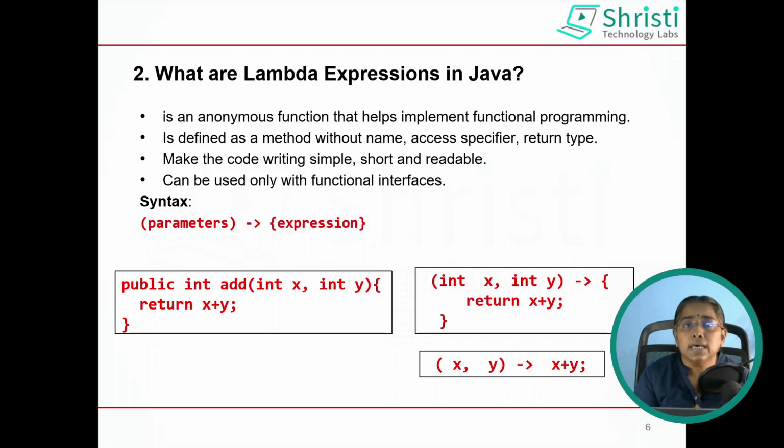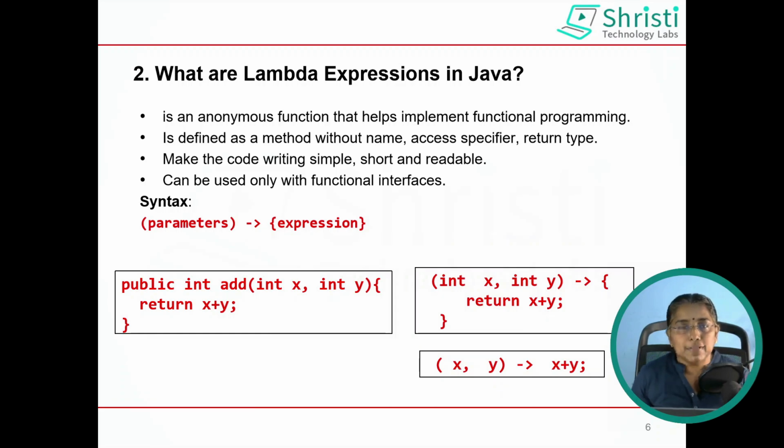Next question. What are Lambda expressions in Java? Lambda expressions are anonymous functions which support functional programming in Java. Lambda expressions are like methods without return type, access specifier, method name. Just the parameter list followed by arrow followed by the body. Lambda expressions make the code writing simple, short and readable. Lambda expressions can be used only with functional interfaces. This is how we write the syntax for Lambda expressions.